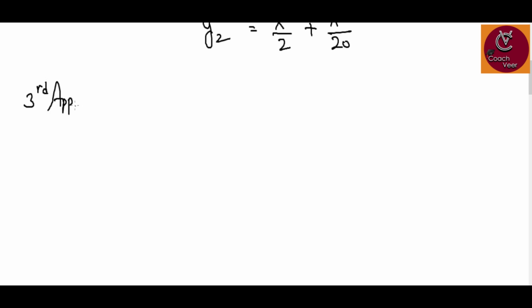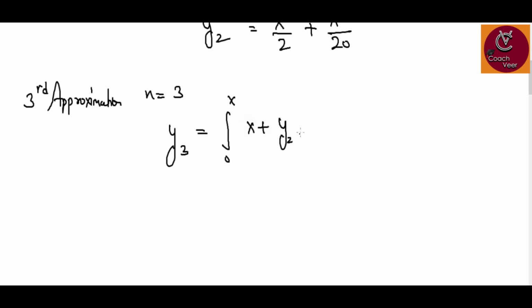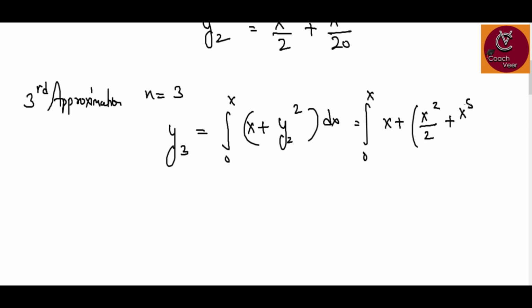For the third approximation, you need to put, let me write it, approximation n equal to 3 in the formula, and y3 is equal to y naught, which is just 0, so I'm not writing it, 0 to x, x naught is 0, x plus y2 square. That's what we need to substitute. When you substitute it, let me write it here, 0 to x of x plus, substituting inside the bracket so that you will not miss the squaring part.